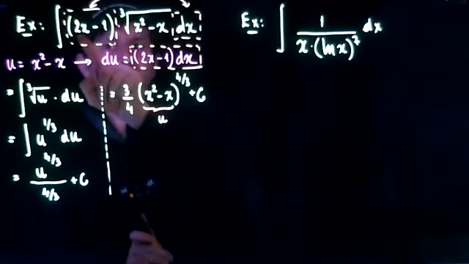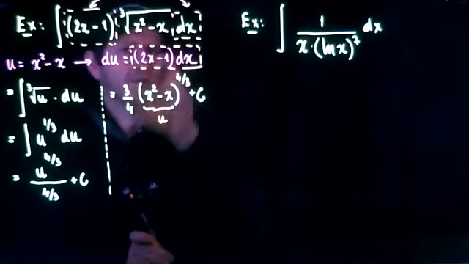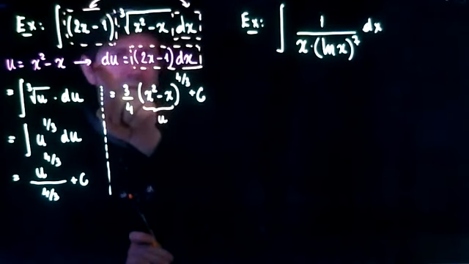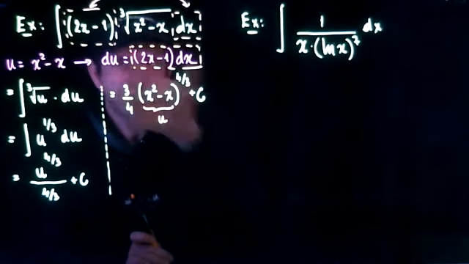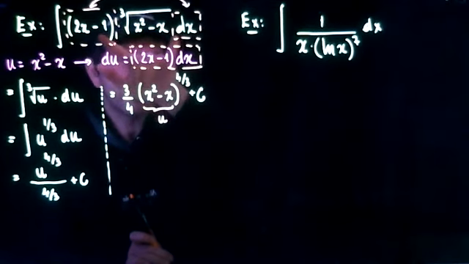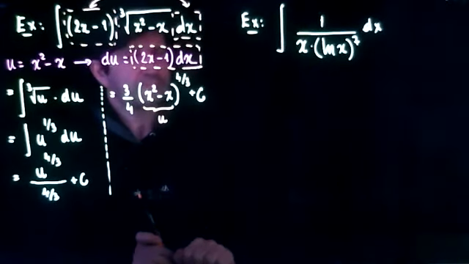If this was, for example, 4x minus 2, then I would have to multiply this by 2 and this by 2. I have to make sure that what I have here is exactly the 2x minus 1 dx. Okay, thank you.